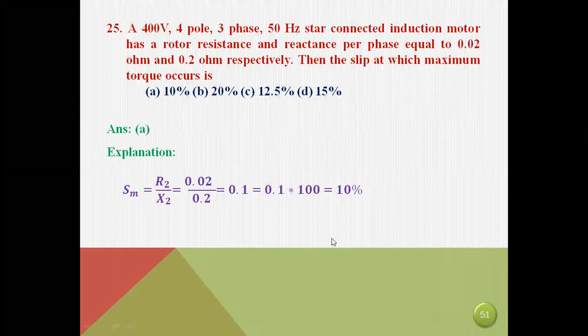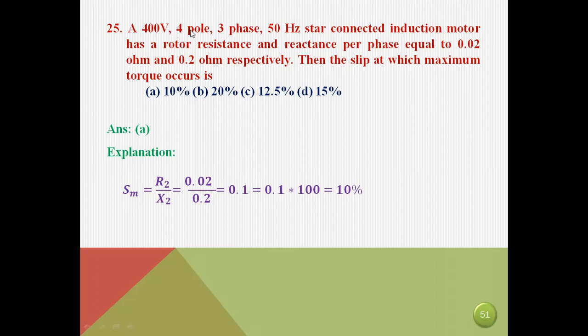You can see another one. There is a question like a 400 volt, 4 pole, 3 phase, 50 hertz star connected induction motor has a rotor resistance and rotor reactance. If they are giving rotor resistance and rotor reactance, you are supposed to solve for the maximum slip. Maximum slip is nothing but R2 upon X2. They have given resistance 0.02 and reactance 0.2. If you solve, you will get 0.1. You are supposed to write in percent, into 100, so you will get 10%.